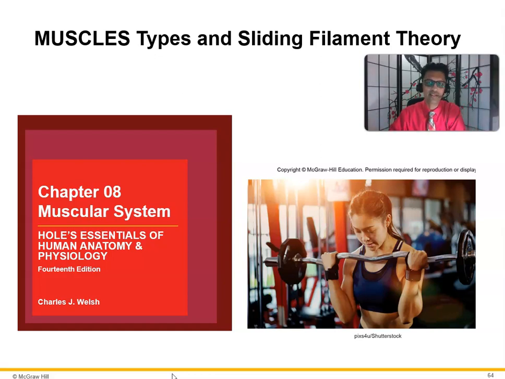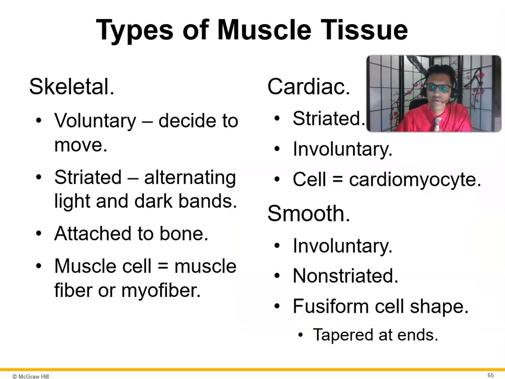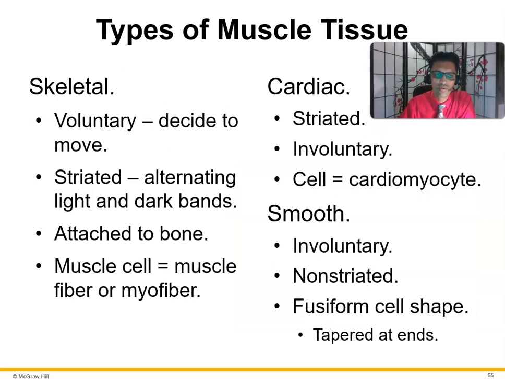All right, let's go over the muscle types and the sliding filament theory. As we went over earlier, but just as good review, there are three main types of muscle tissue. There's skeletal muscle that gives you voluntary control. My brain can tell me voluntarily to flex, so you decide when to move.